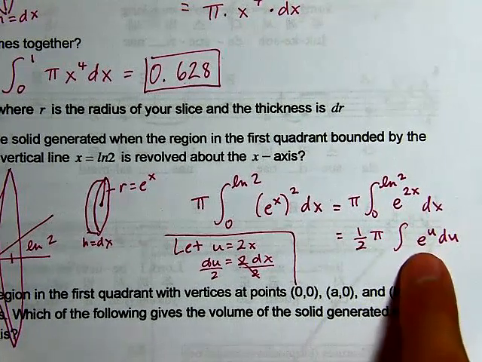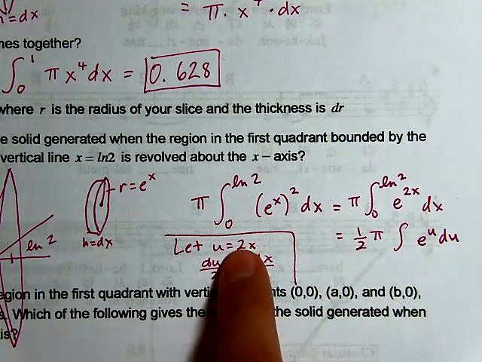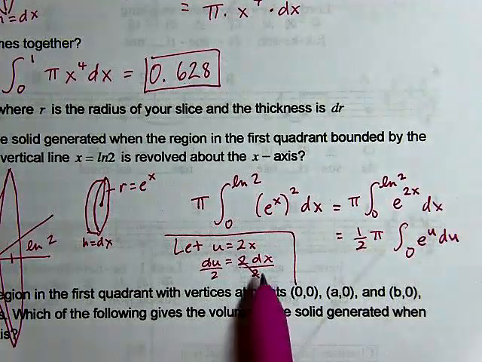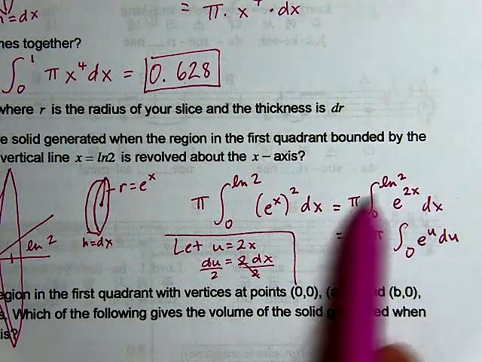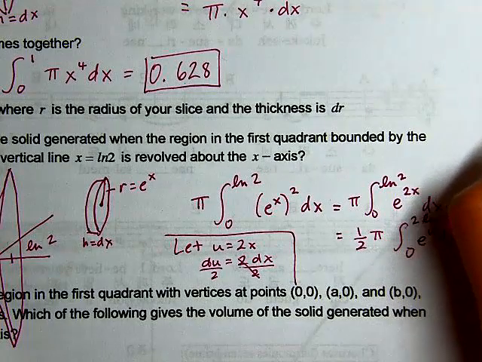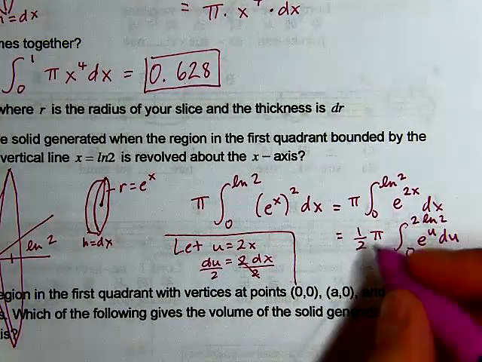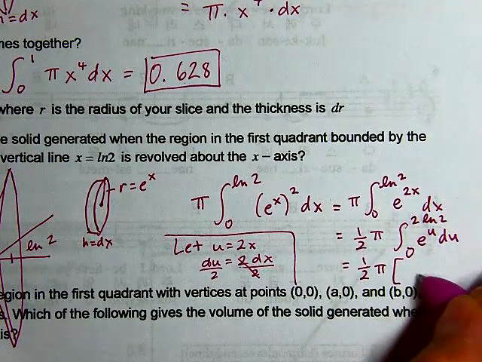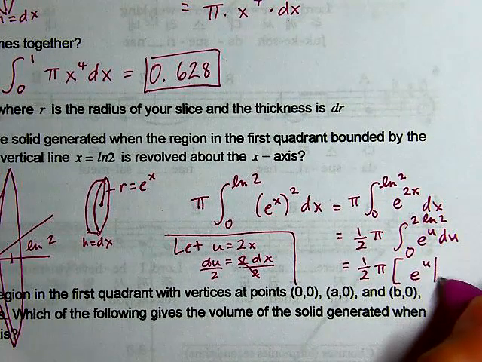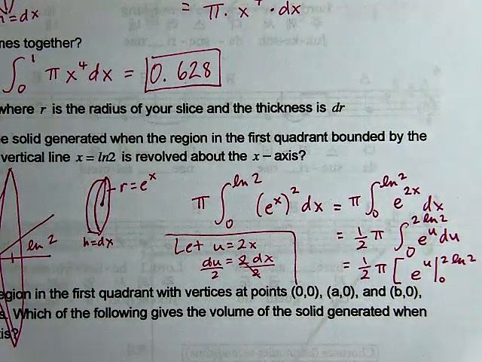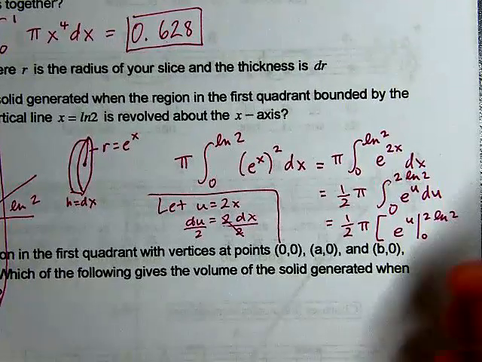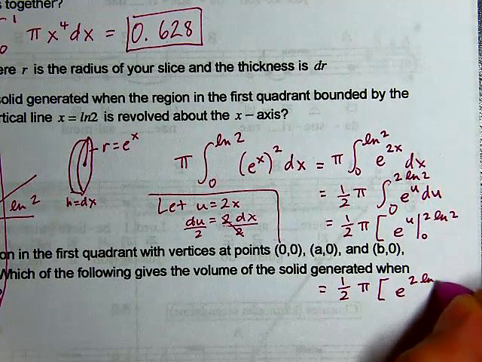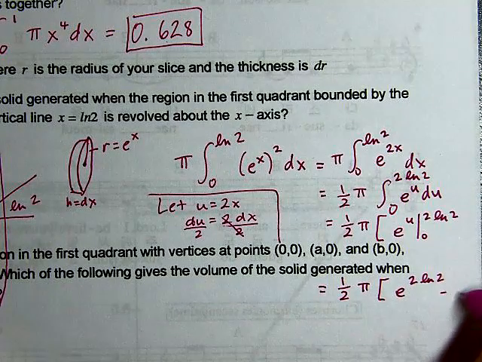And then if you recall the substitution, we can also substitute in the limits. So if I let 0 be x here, then u would become 0. And if I let x become natural log of 2, then u becomes 2 natural log of 2. 2 times natural log of 2. The antiderivative of e to the u is just e to the u. I'm going to continue down here. Once I plug in e to natural log of 2, I would subtract away e to the 0.